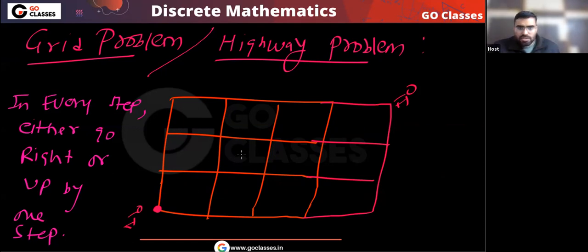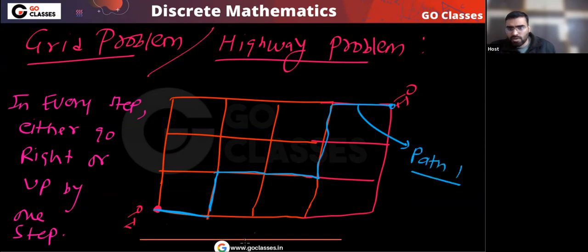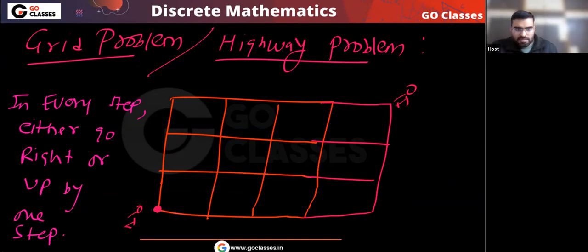Okay, let me tell you. First of all, this is the question: how many ways are there to go from here to here? For example, this is way one. I can go like this, then like this, then like this, and then like this. This is path one. Another path I can take is this.